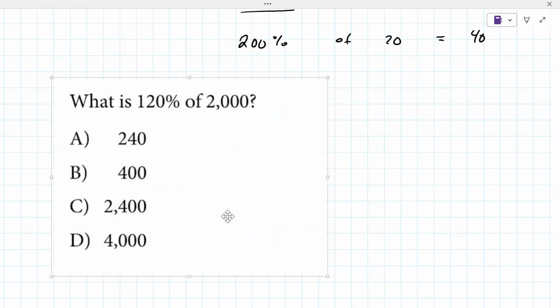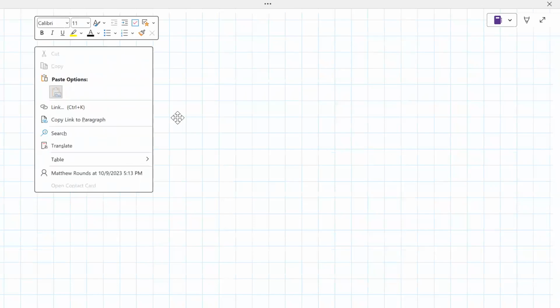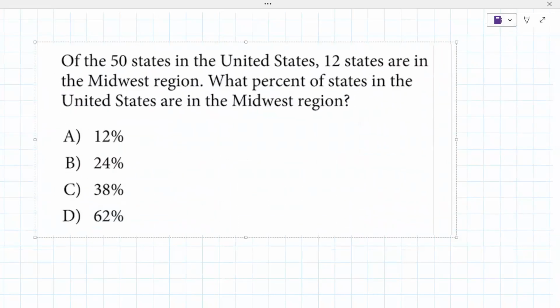Is it C? Why is it C? Because the first two are too small, and D would be 200% of 2000. It is C. All right, let's go back and look at some word problems now. Here's one for you to try. Go ahead and read this one to yourself and see if you can come up with the answer, please.